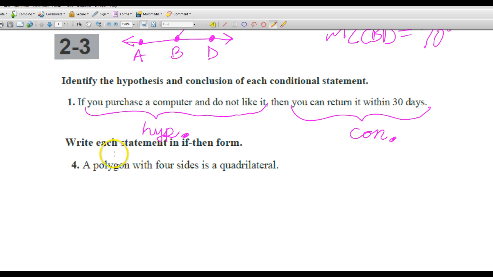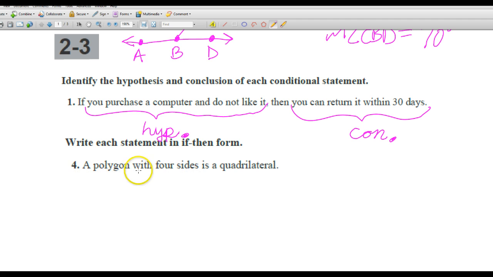Number 4, write each statement in if-then form. A polygon with 4 sides is a quadrilateral. So we need to put the words if and then in there in the appropriate spot. Since we have the word is in here, being a quadrilateral depends upon having 4 sides.